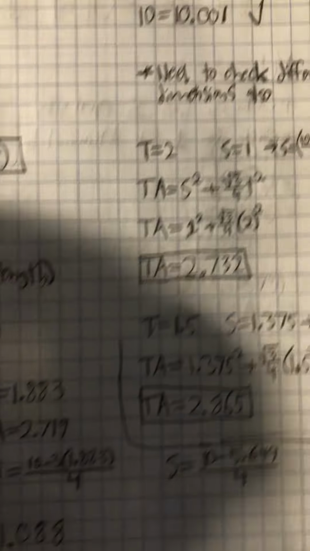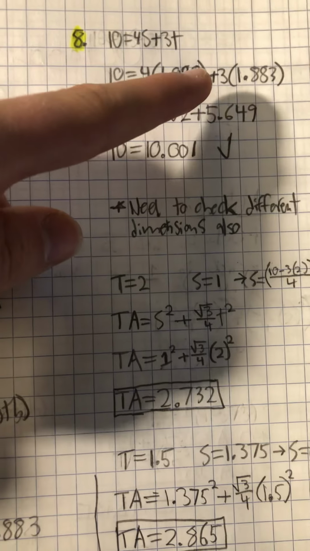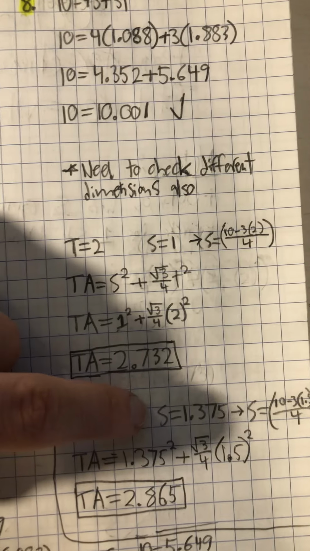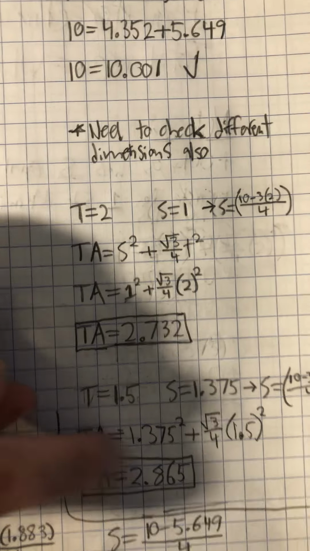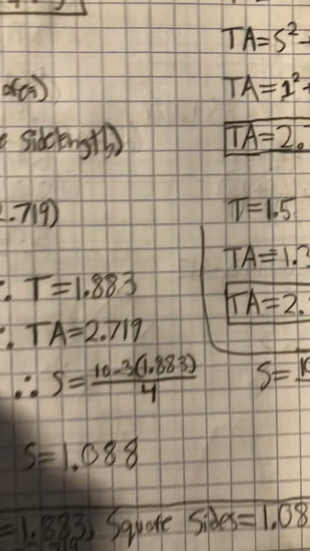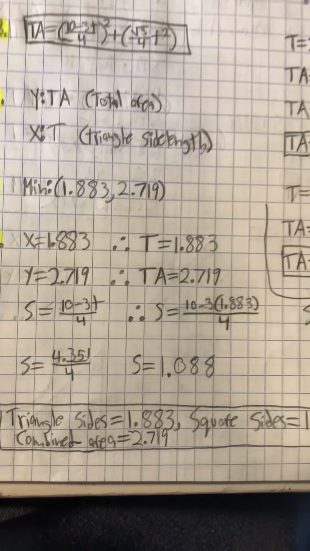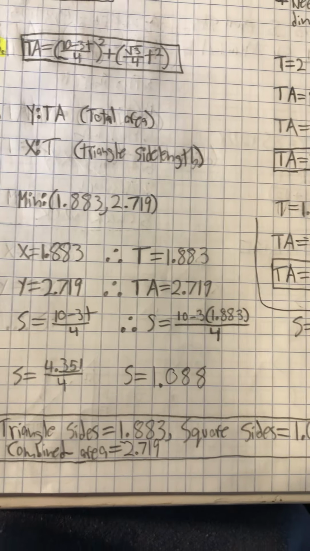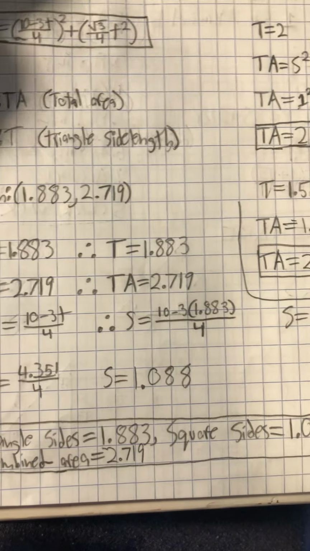This is still correct. Now what if we did a lower bound? We did 1.5 instead of 1.883. Then the square side length would be 1.3575. You do the math, and then the total area of these dimensions would be 2.865, which is higher than 2.719. So we have the correct answer. Triangle side should be 1.883. Square side should be 1.088. And the total area will be 2.719.